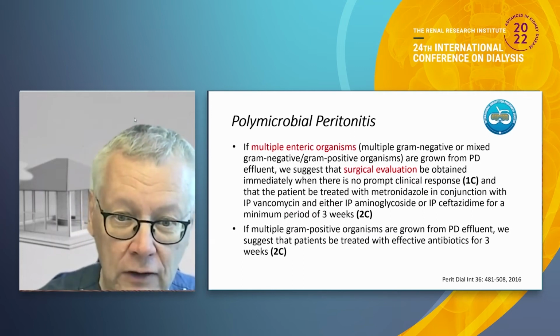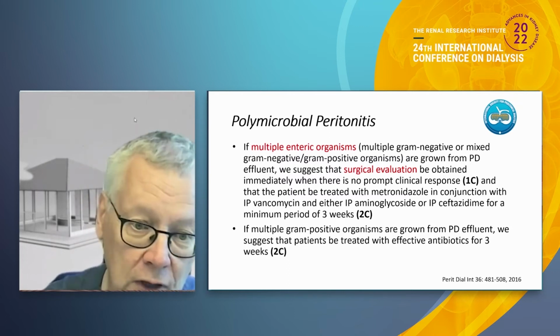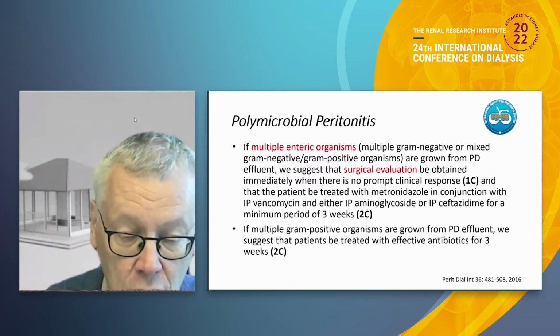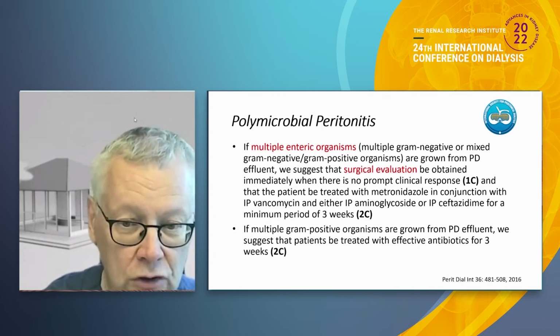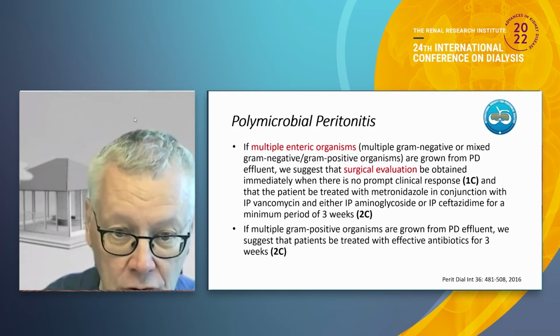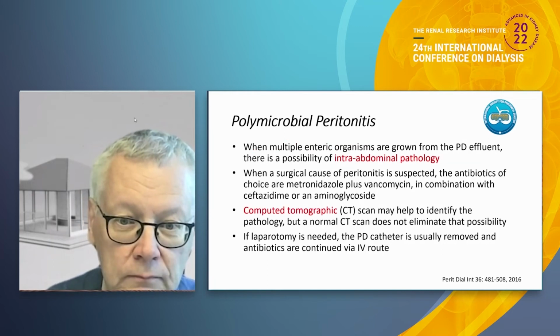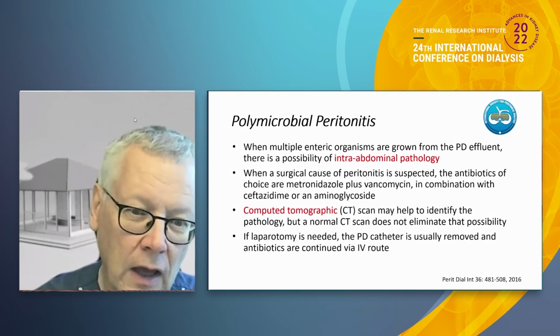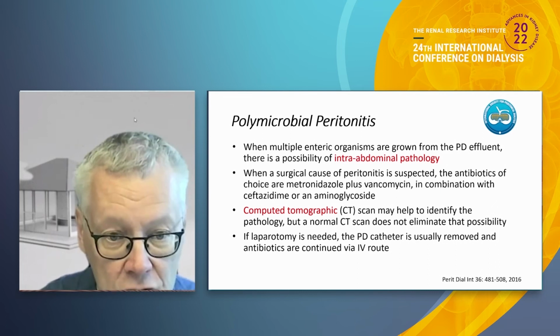With polymicrobial peritonitis, it's important to have a surgical evaluation and think about other reasons than contamination as a cause of peritonitis. It's also important to have a different antibiotic regimen and add, for example, metronidazole. Often a computed tomography is helpful in this situation.